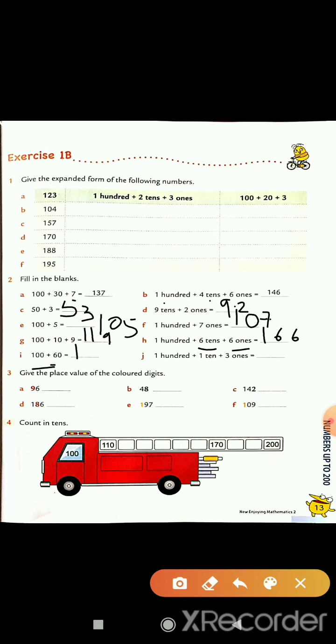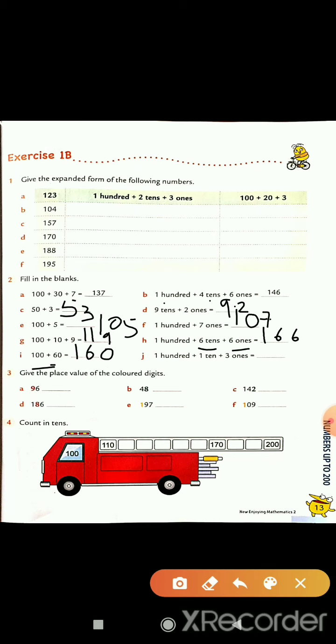At the place of tens we have to write 6. There are no ones here. No ones means we have to write what? 0. Don't forget to write 0. So your number is 160. Next, 100 plus 10 plus 3 ones.